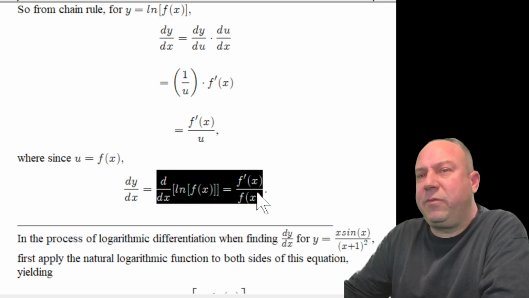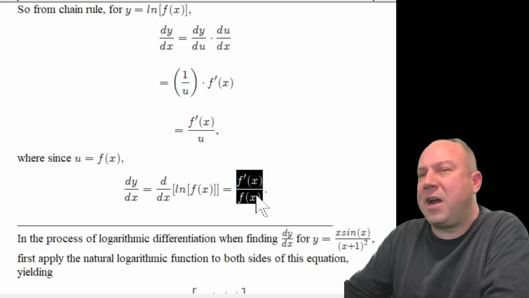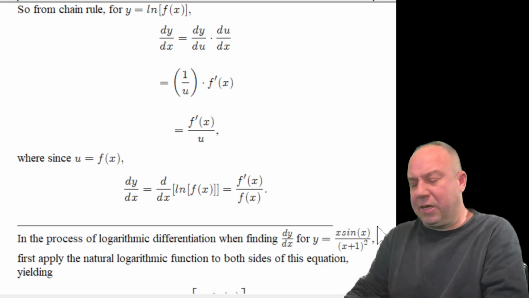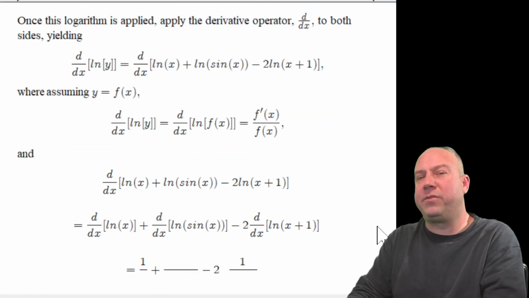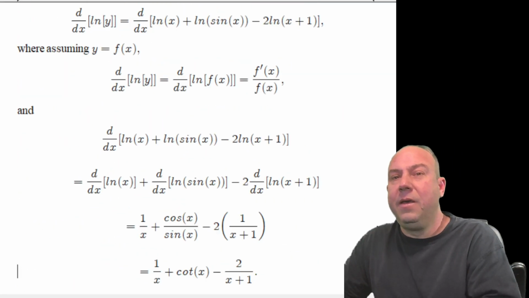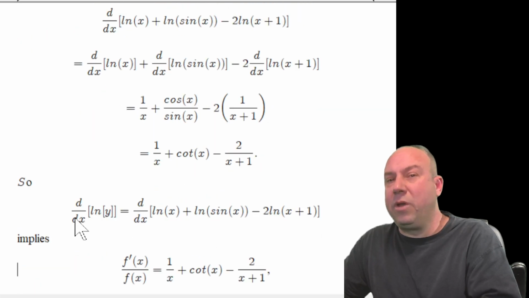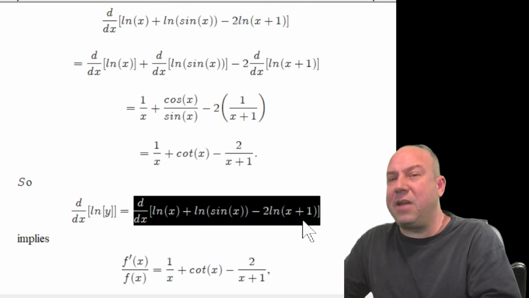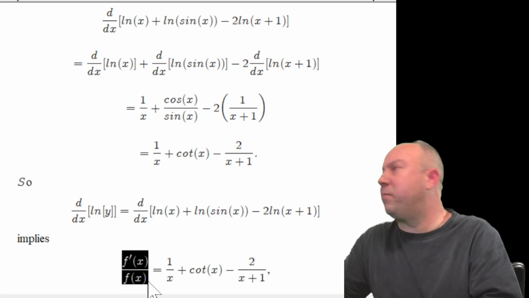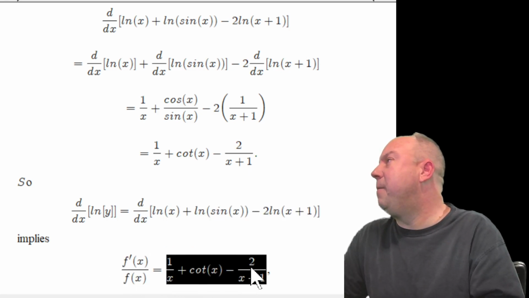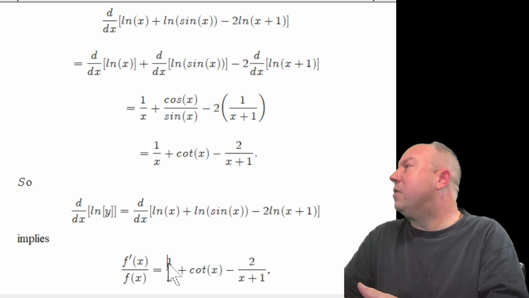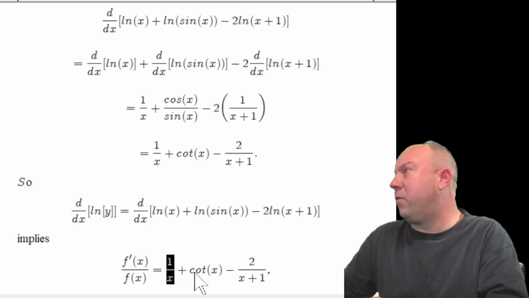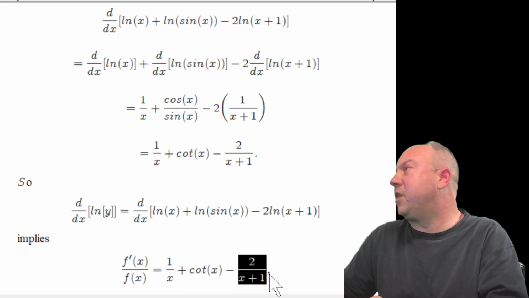It says the derivative with respect to x of the ln of any function f of x is equal to f prime of x divided by f of x. We can apply that on the left-hand side and the right-hand side when we take the derivative of both sides. We end up with f prime of x over f of x on the left. And when we take the derivative of each of these terms on the right, we can see they're all going to be giving us f prime of x over f of x in each case.